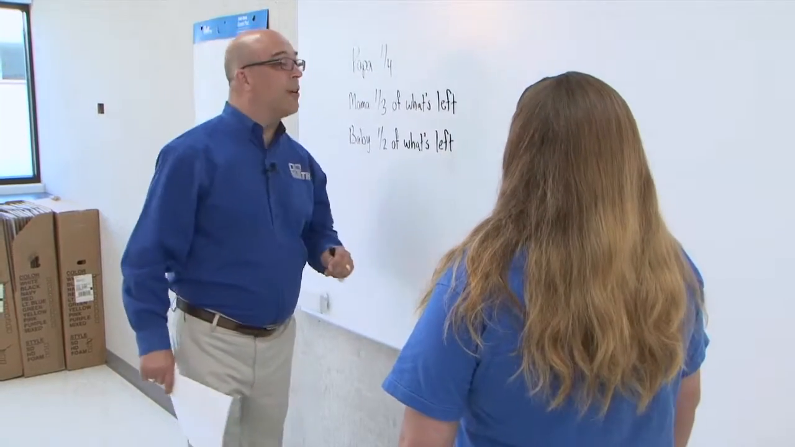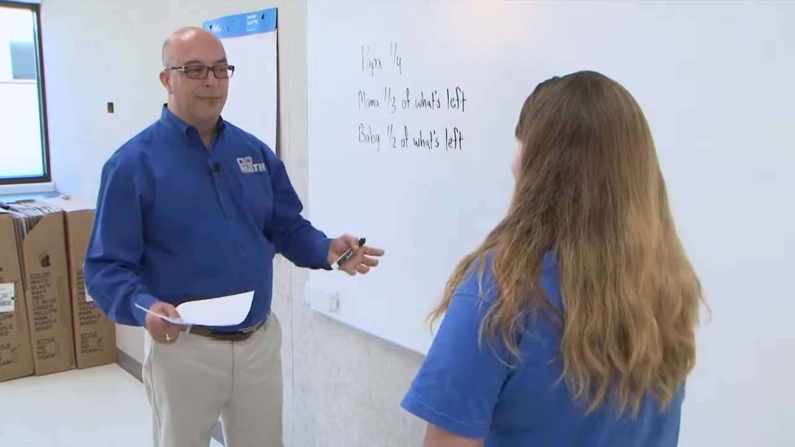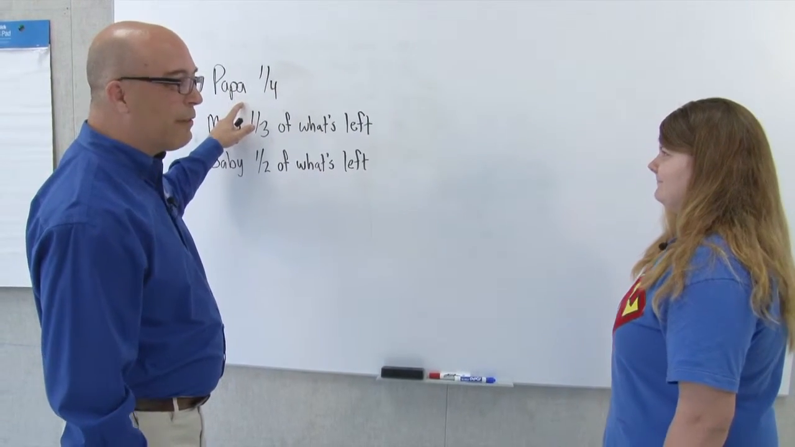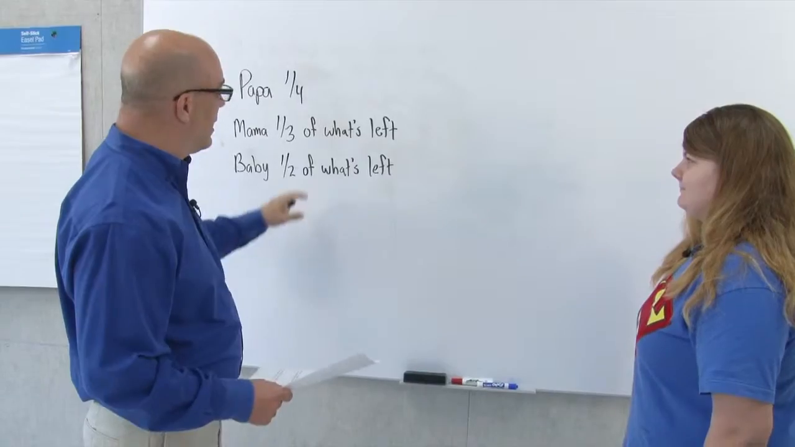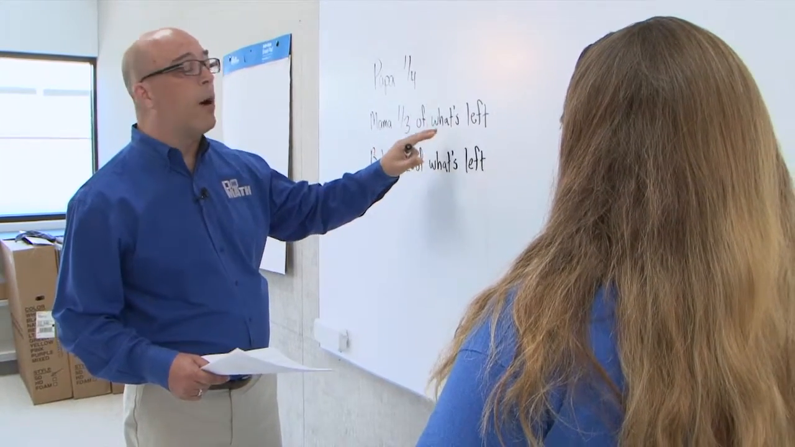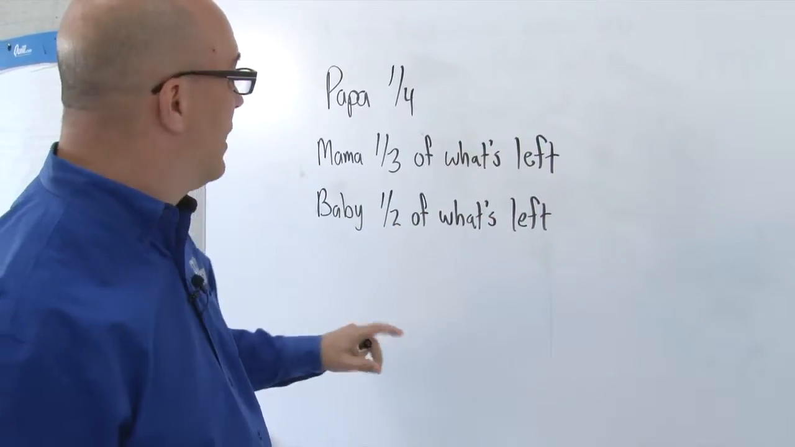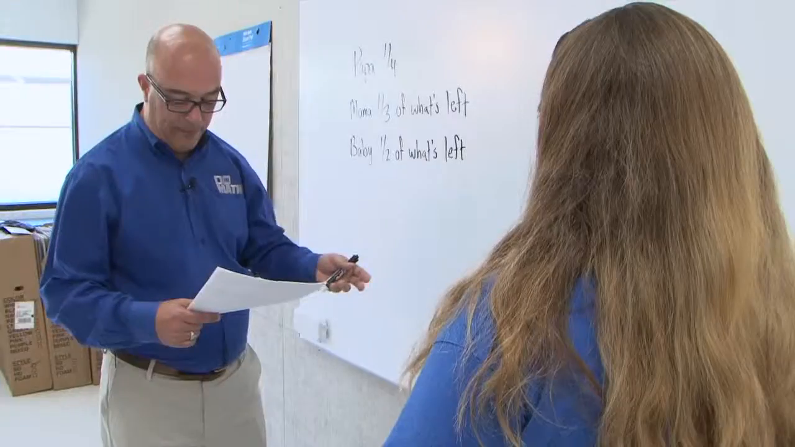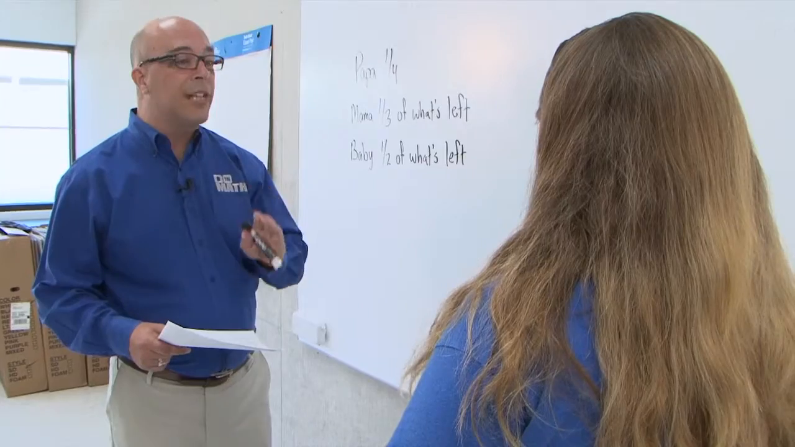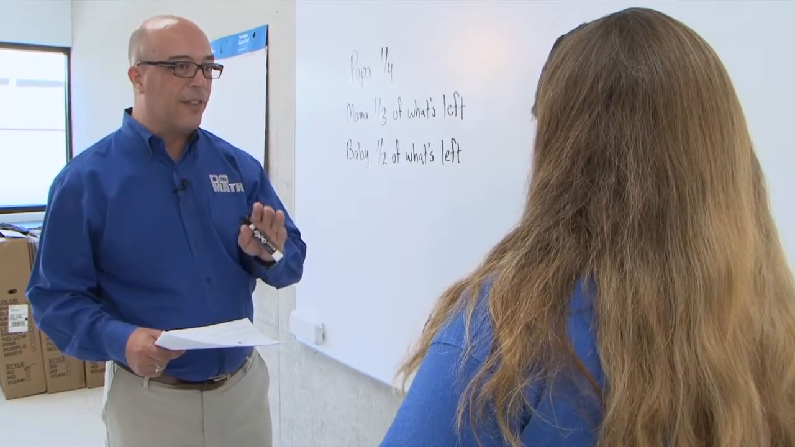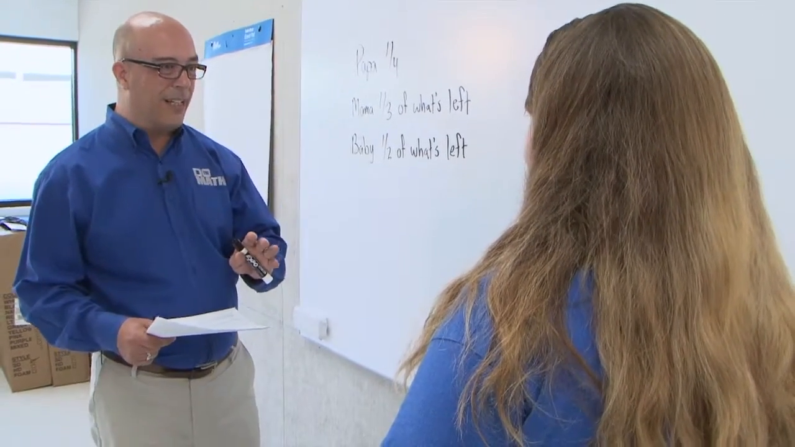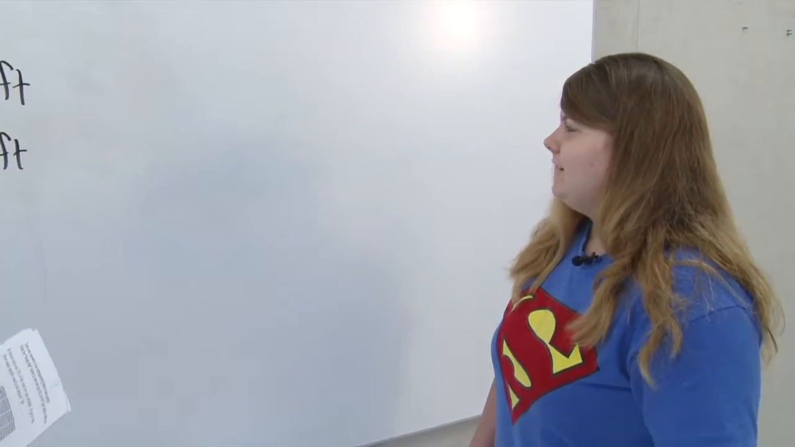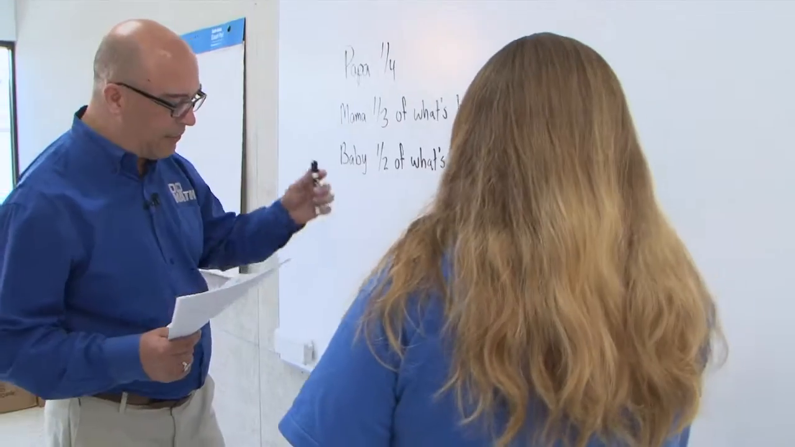All right. So, there was a pie, okay? Papa ate 1/4 of the pie, all right? Mama ate 1/3 of what was left. Baby ate half of what was left after all of that. How much pie was left for Goldilocks? That's what we want to find out, all right? So how would you go about starting this problem, and what's your approach to it? Draw a picture. Okay.